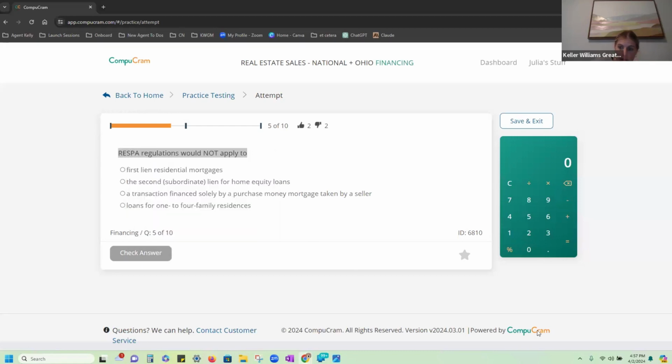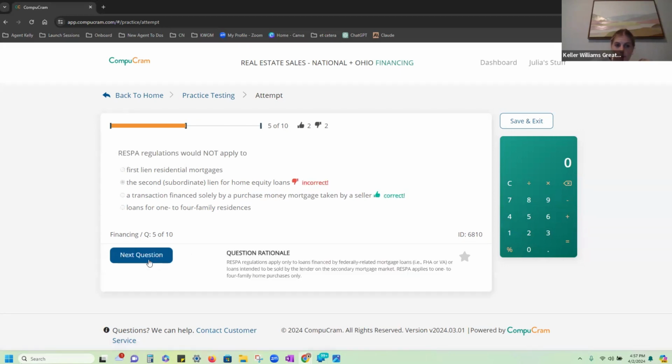Question. Okay, cool. B, the second subordinate lien for home equity loans. All right. That was a good guess. The correct answer is a transaction financed solely by a purchase money mortgage taken by a seller.